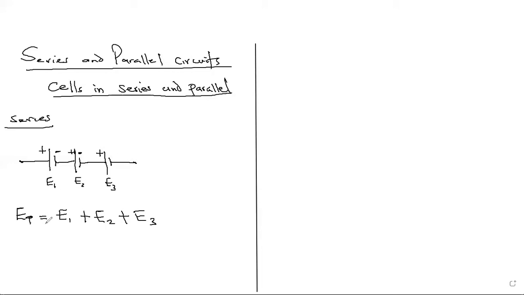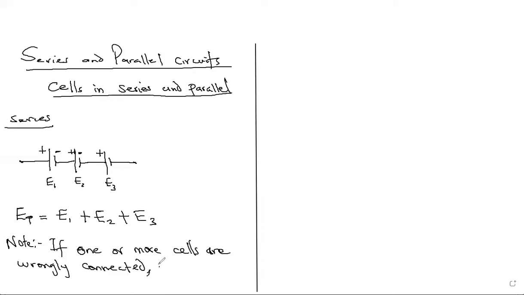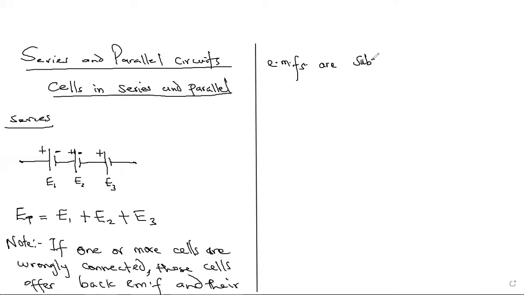But note that if one or more cells are wrongly connected, those cells offer back EMFs, and their EMFs are subtracted, that is, their EMFs are negative.